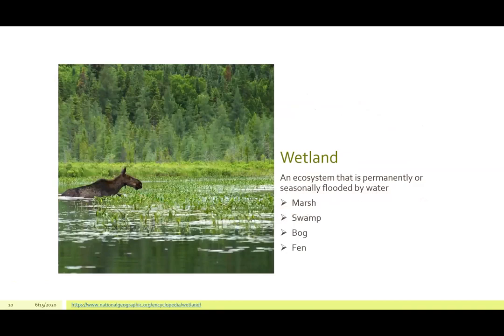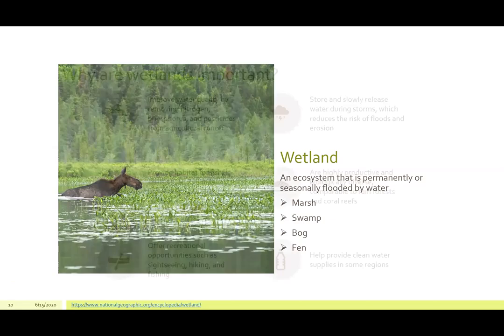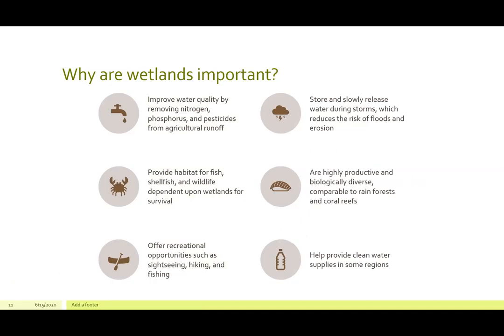The next thing to talk about is wetlands. A wetland is an ecosystem that is permanently or seasonally flooded by water. There are four main types of wetlands, which are marsh, swamp, bog, and fen. Wetlands are very important. They're sometimes called the lungs of the earth.